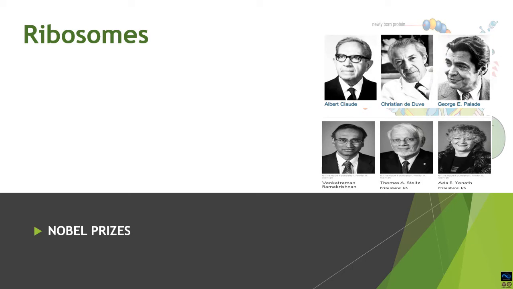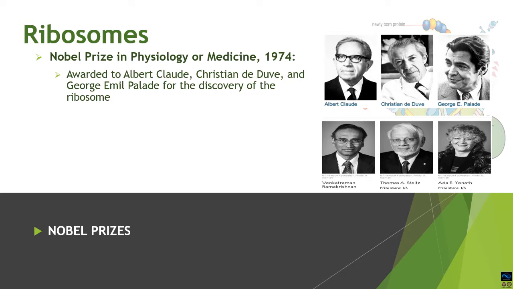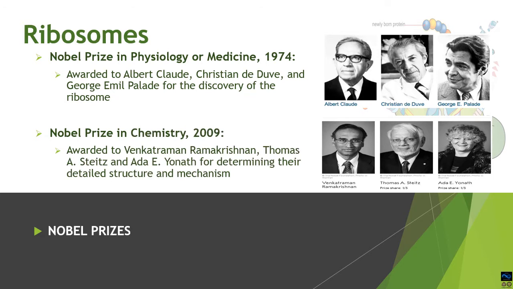Before we begin with the ribosome structure and function, the importance of the ribosome can be realized from the fact that the elucidation of its structure and function has won two different Nobel Prizes. One was in physiology and medicine in 1974, shared by three persons for their discovery. And then in 2009, the Nobel Prize in Chemistry was awarded to three different persons as well for the detailed structure and mechanism of the ribosome factory. So this is the importance ribosomes possess in cell structure and function.